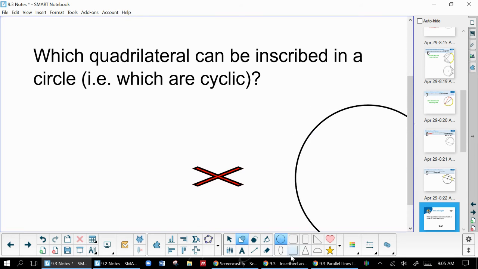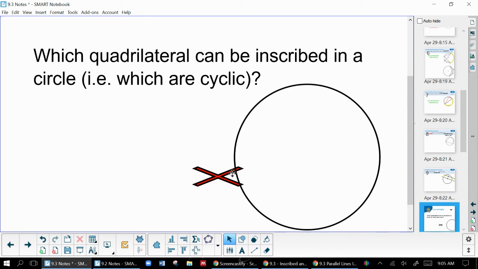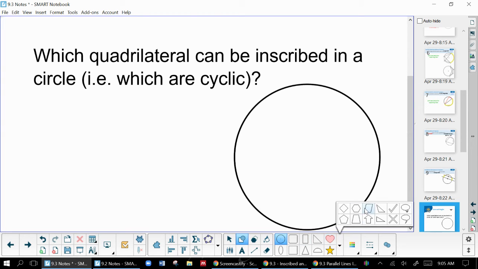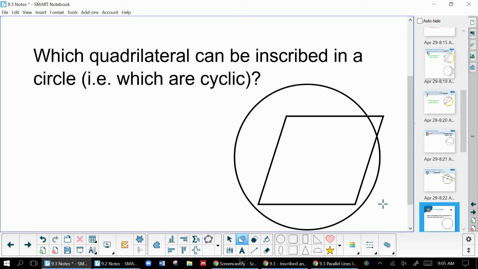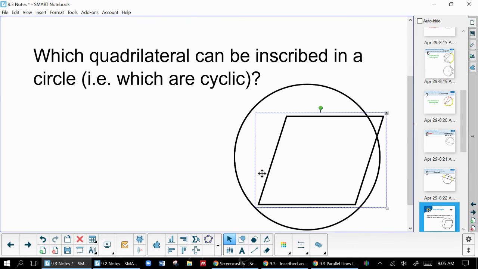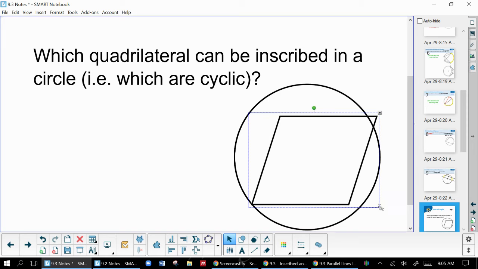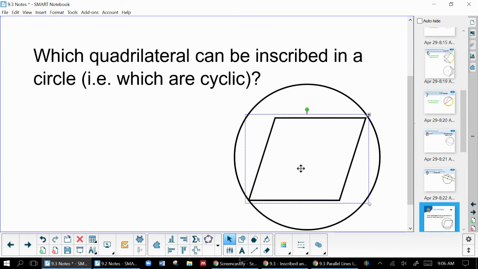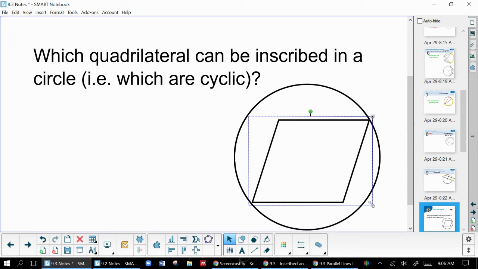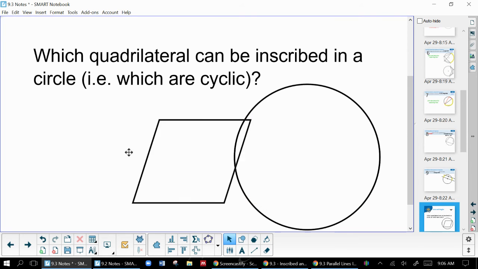So if I draw something like this, here's my circle, and I take a parallelogram and I try to inscribe it in this circle, what you're going to see is, I can get two corners to touch pretty easily, but then those third and fourth corners don't want to be so nice. So parallelograms are not going to work.